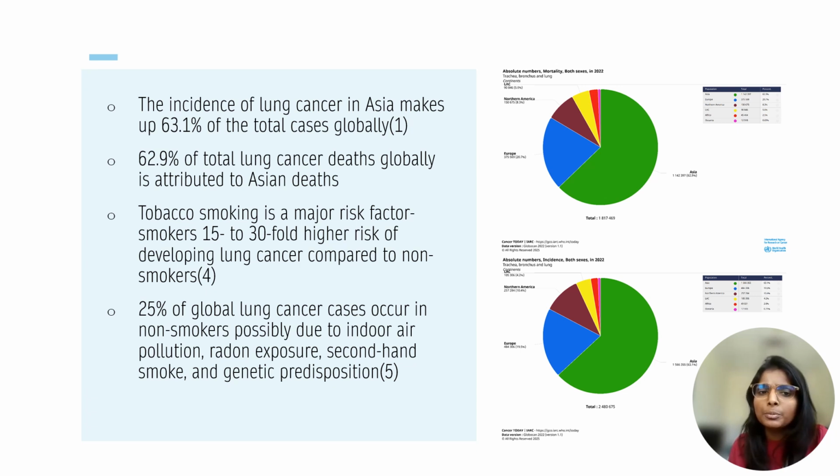Tobacco smoking could be a probable reason because it's very prevalent in Asian countries. Tobacco smoking is a major risk factor where smokers have a 15 to 30-fold higher risk of developing lung cancer compared to non-smokers. The 25% of lung cancer which occurs in non-smokers usually occur in women and in individuals in East Asia, possibly due to indoor air pollution, secondhand smoke, and genetic predisposition.